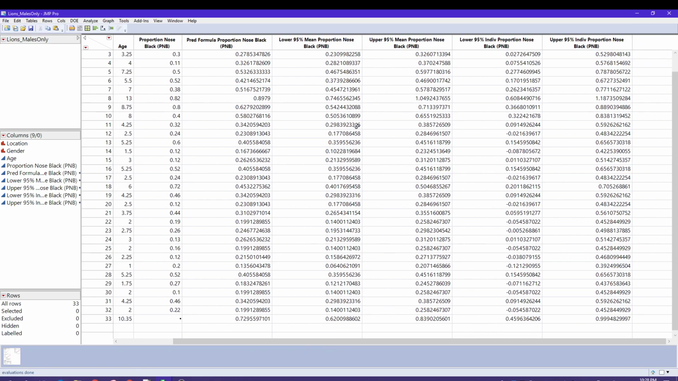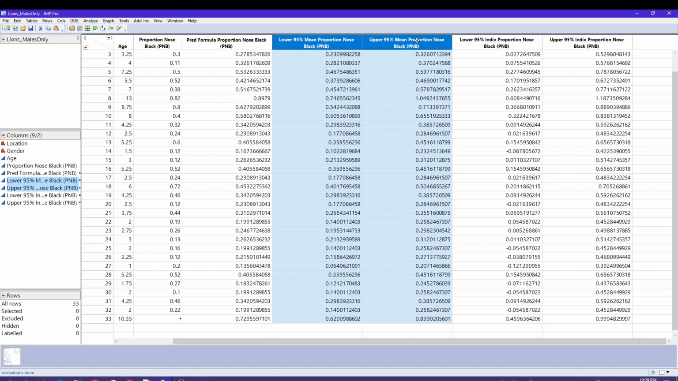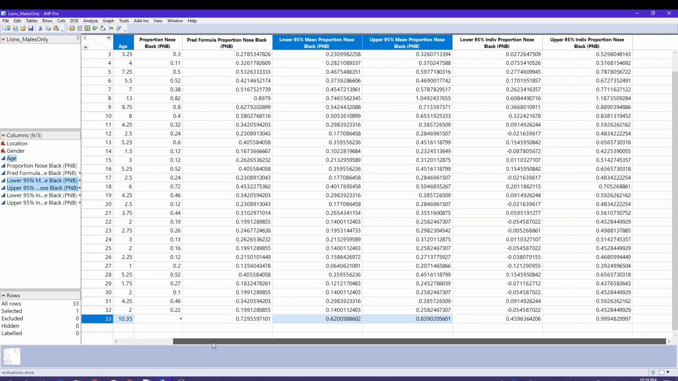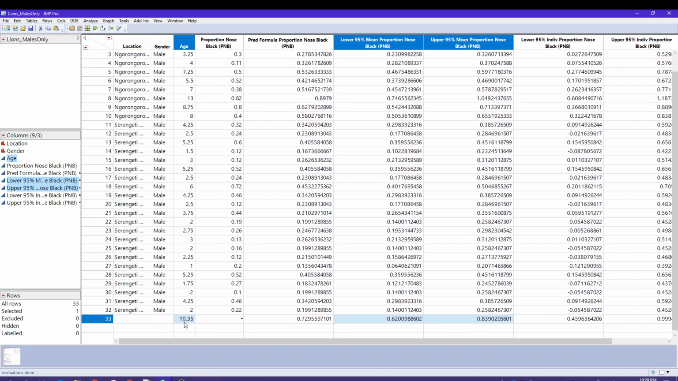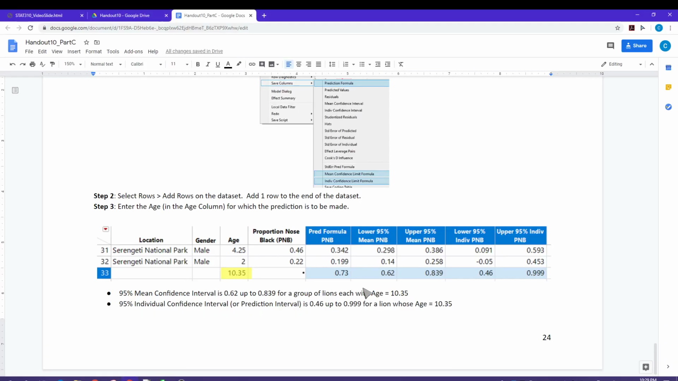So here you can see that I get the lower and upper 95% mean confidence interval. It's going to be that value and that value when the lion is 10.35 years old. So that's what you can do to get predictions, confidence intervals, and prediction intervals for a particular observation, for a new observation, excuse me.